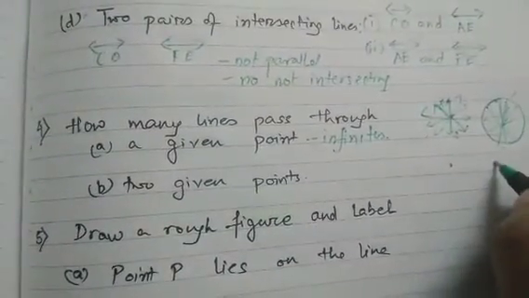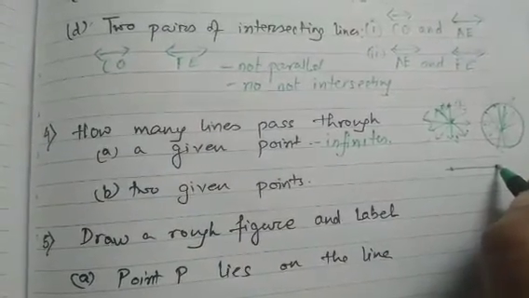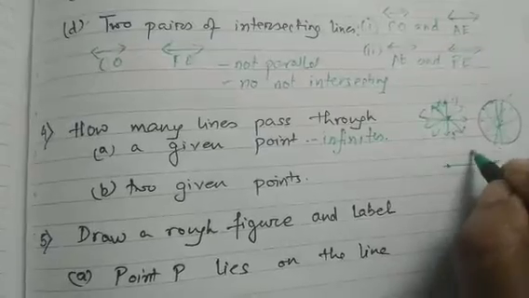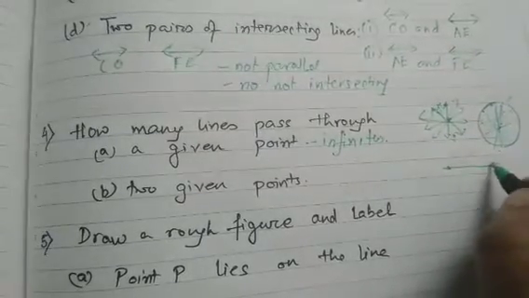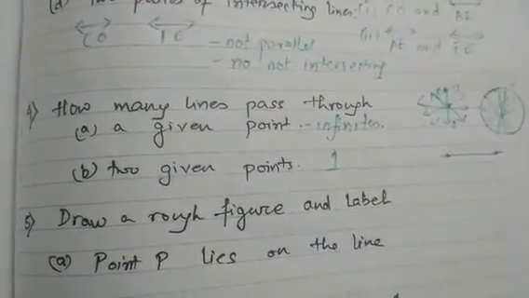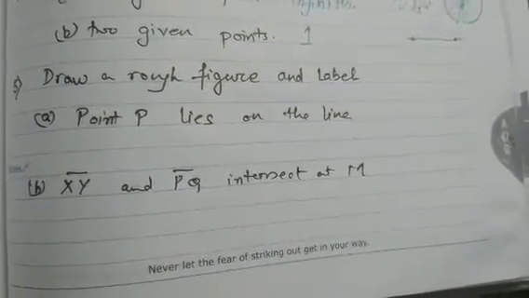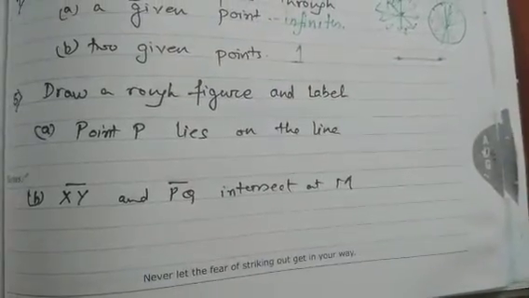But if I am given 2 points, how many lines can I draw through them? Only one. Because if I try to draw any other line, it will not pass through the other point. So here I can draw only one line. Okay. Now I will come to the fifth question. There are 6 questions in exercise 4.1, but I will be doing only 5 questions and leave the 6th for you.